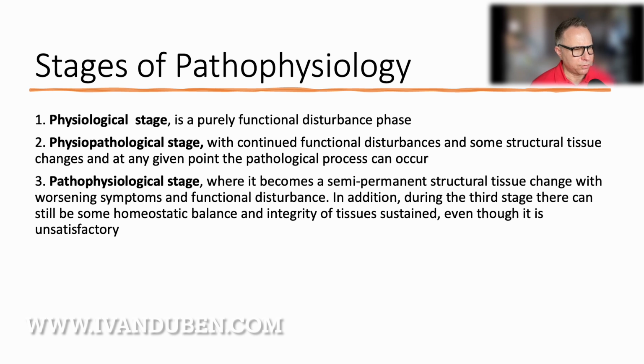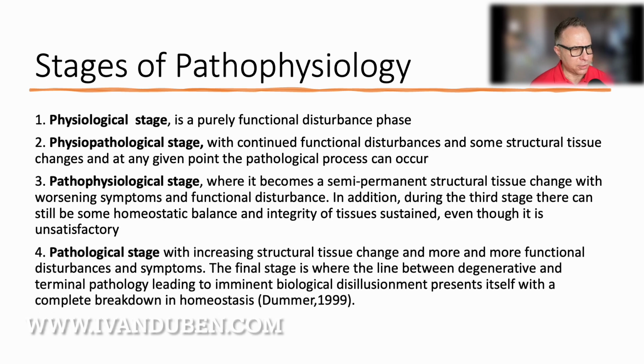The third stage, the pathophysiological stage, is where it becomes a semi-permanent structural tissue change with worsening symptoms and functional disturbance. In addition, during the third stage, there can still be some homeostatic balance and integrity of tissues sustained, even though it is unsatisfactory. And finally, the pathological stage, with increasing structural tissue change and more functional disturbances and symptoms. The final stage is where the line between degenerative and terminal pathology leading to imminent biological dissolution presents itself, with a complete breakdown in homeostasis.